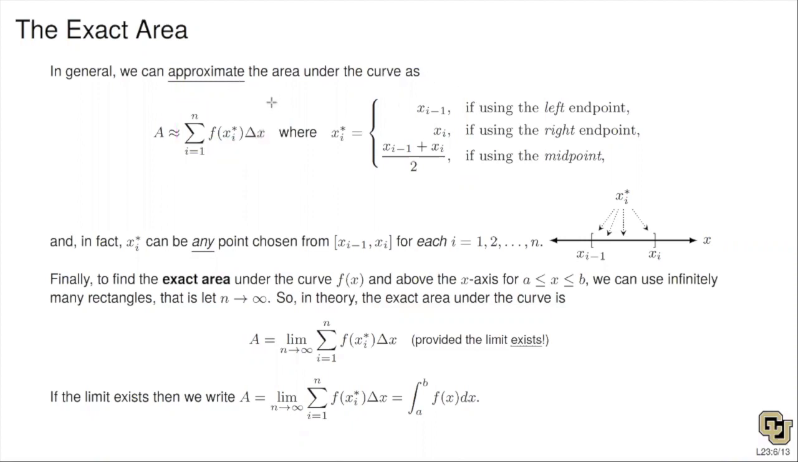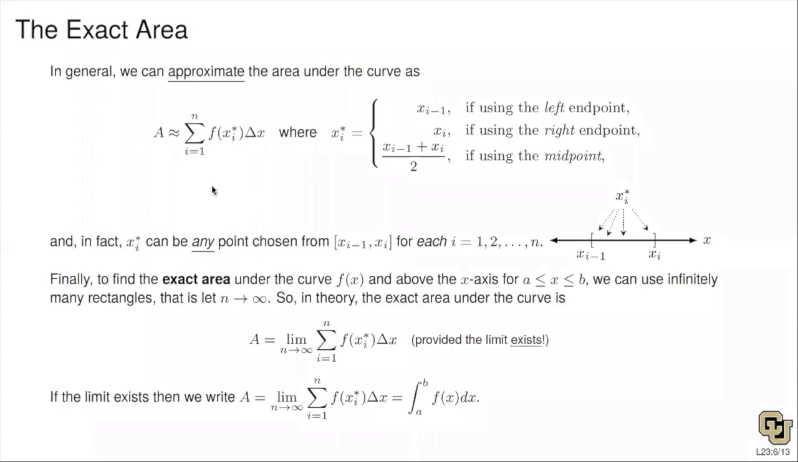And as I said, x sub i star is a generic notation that represents any point. X sub i star is any point chosen from the subinterval, with popular choices being listed here, right? So if you want the left endpoint, we use x sub i minus 1. If we want to use the right endpoint, we use x sub i. And if we want to use the midpoint, we use x sub i minus 1 plus x sub i divided by 2. So these are our most common choices here, but in theory, it can be any y value from that subinterval. And so now that's how we approximate the area.